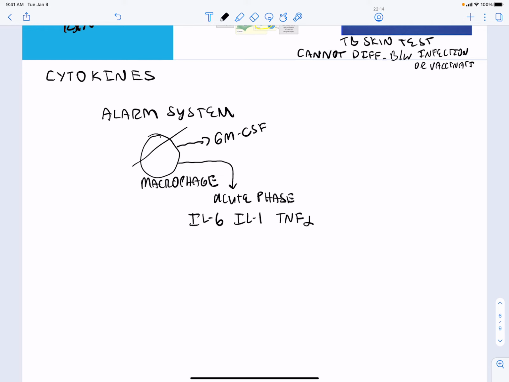Granulocyte monocyte colony stimulating factor, and that's going to increase neutrophil production. Remember, after inflammation, neutrophil production actually increases. Not only do they get released, but they actually are going to be increasing. The macrophage will also release IL-8, and this is for neutrophil recruitment.